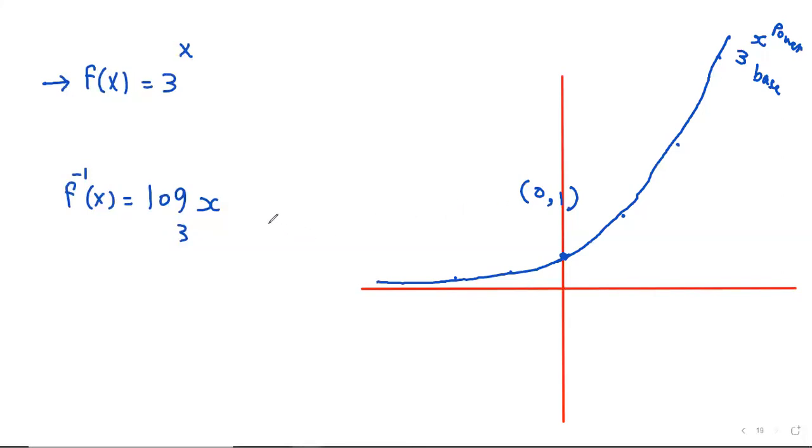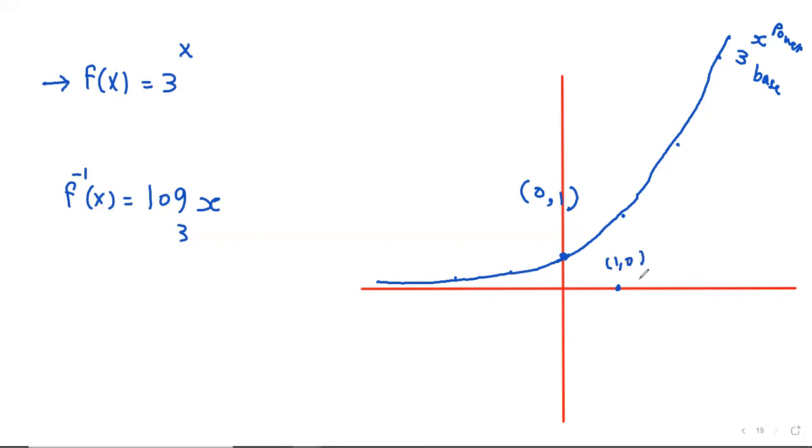And if you try to graph log x in the base 3, by taking some values, log 1 in the base 3: 1 is 3 to the power of what? 1 is 3 to the power of 0. So this graph crosses the x-axis at the point (1, 0).